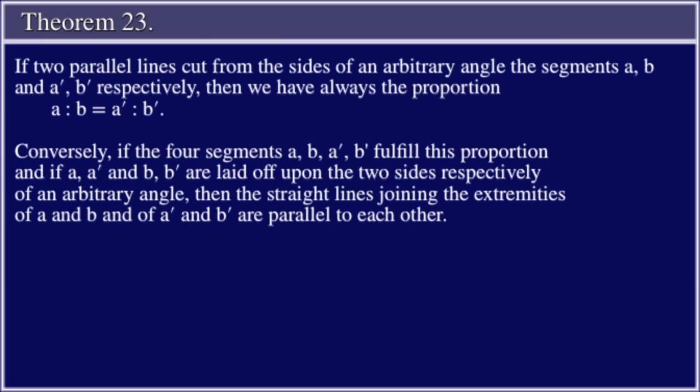Conversely, if the four segments A, B, A', and B' fulfill this proportion, and if A' and B' are laid off upon the two sides respectively of an arbitrary angle, then the straight lines joining the extremities of A and B and of A' and B' are parallel to each other.